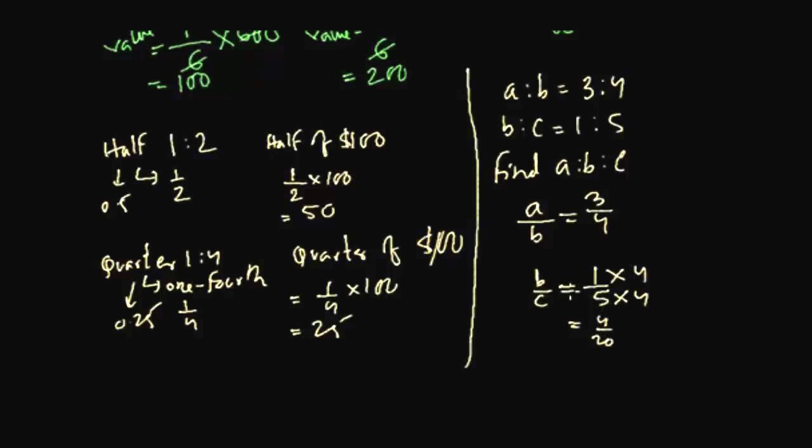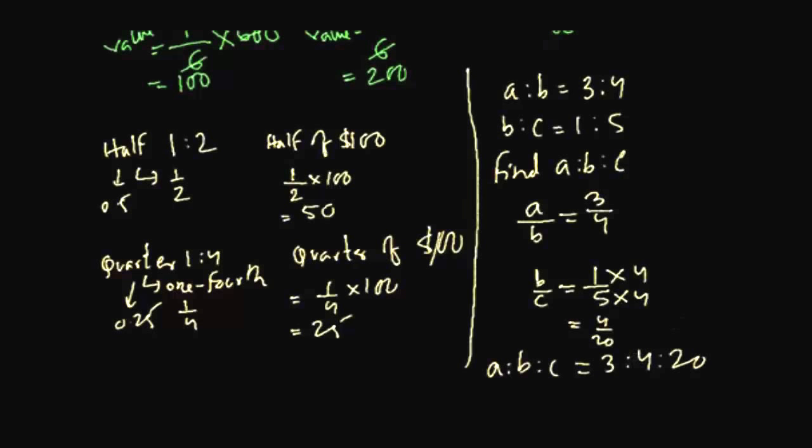So now we can write A by B is 3 by 4, and now again this B is also 4. So this 4 and this 4 are bridged together. So this is 3, this is 4, and we have 20. So we can say A:B:C is 3:4:20. Now if we wanted to, we could have simplified these, but these three numbers cannot be simplified.